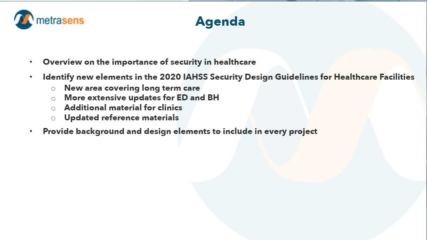We want to provide you with background and design elements to include in every project, because I really do believe in security. Those of you who are familiar with the Facility Guidelines Institute know there are about 7 elements that are required in the safety assessment for all new construction and renovation projects. Only 2 of them are required: one is infection control and the other one is security. So security should get a look during every renovation and new construction project, for those states that require FGI.